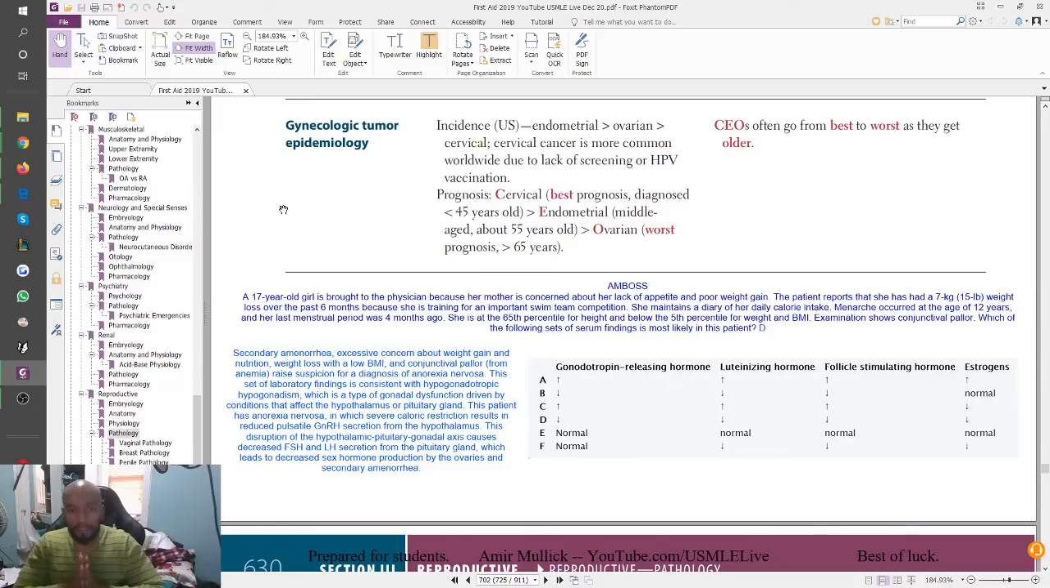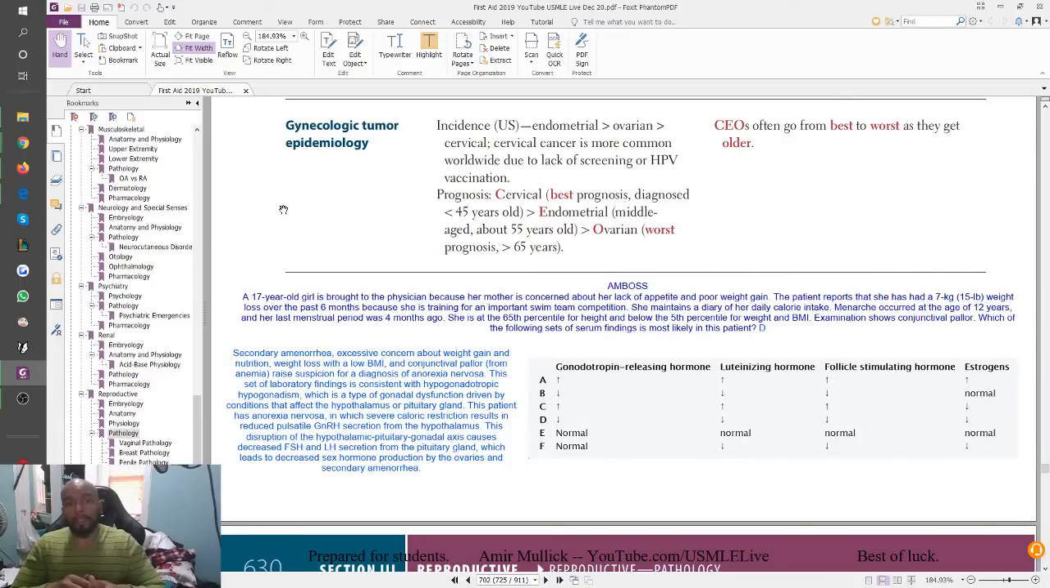Secondary amenorrhea, excessive concern about weight gain and nutrition, weight loss with a low BMI, and conjunctival pallor from anemia raise suspicion for a diagnosis of anorexia nervosa. Right? So now we're kind of connecting this to something we saw in psychiatry.